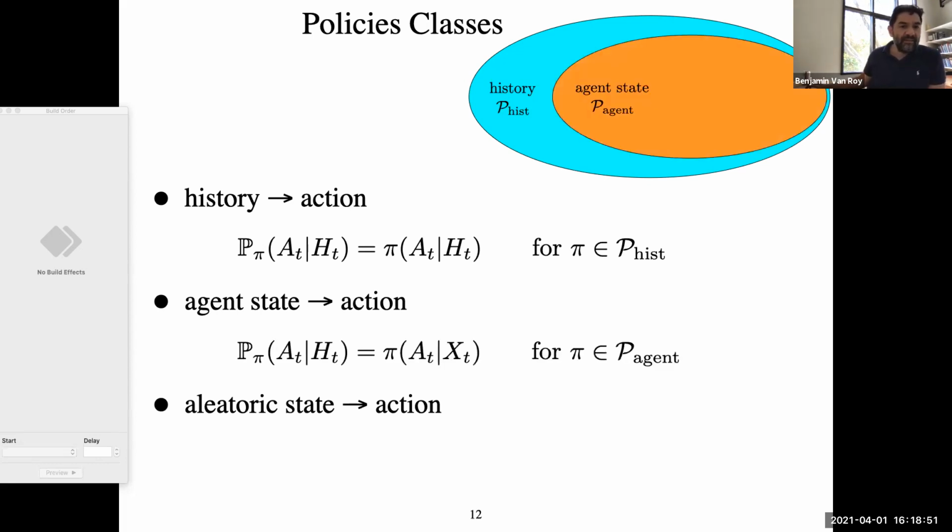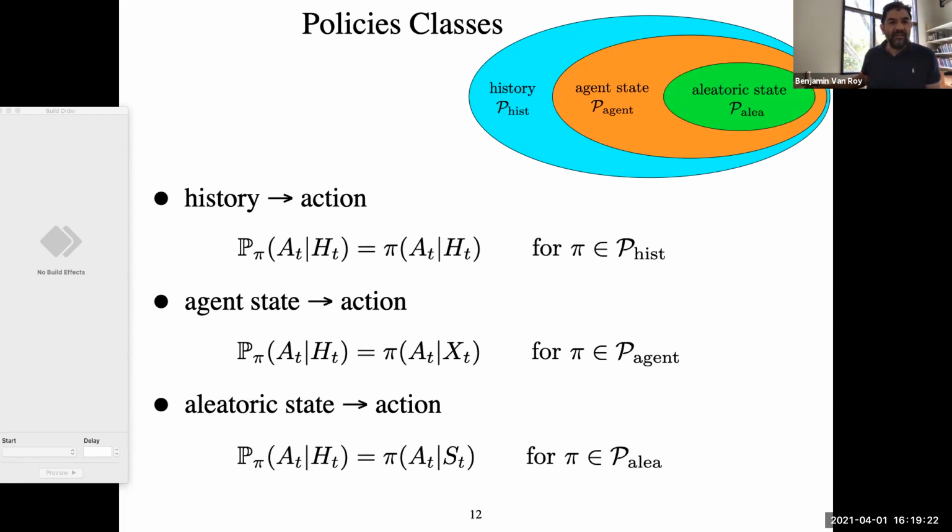Another interesting class of policies is a class that the agent might implement, because the agent only retains in memory agent state. Agent state is x_t, and so there's a second class of policies, P_agent, which represents mappings from agent state to action probabilities. And of course, that's a subset of the first class, P_hist. And finally, there's a class that maps aleatoric state to action. That's a further subset. Here we're talking about policies that assign action probabilities based on the aleatoric state.